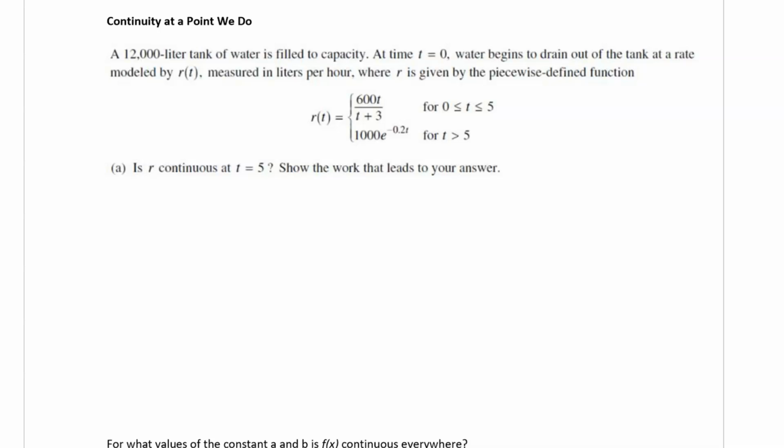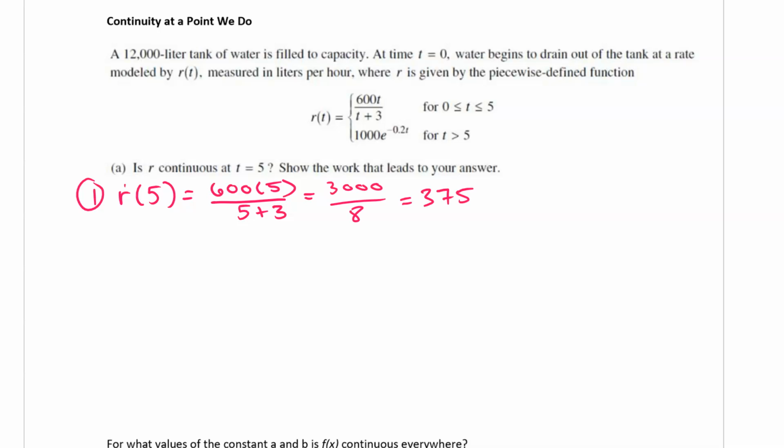Is R continuous at t equal to 5? Show the work that leads to your answer. So first job, we're looking at R of 5, saying is it defined? So at 5, we're using the top equation. When you do that, you'll get 3,000 divided by 8, or 375. So R of 5 is defined. So our first criteria is met.